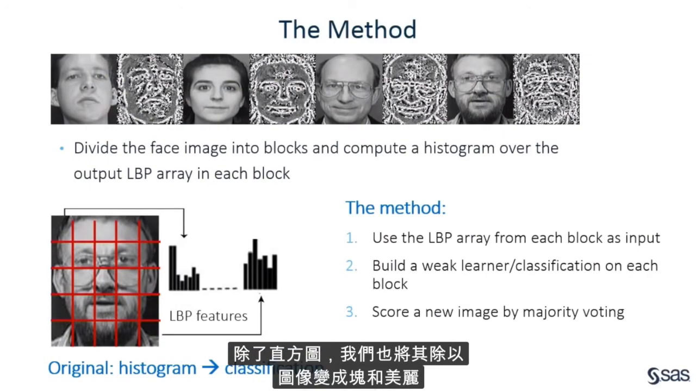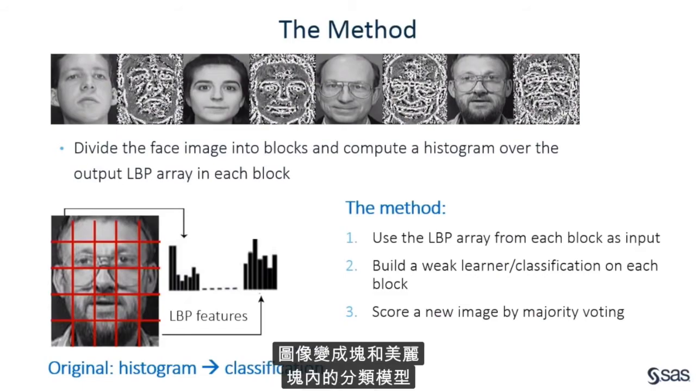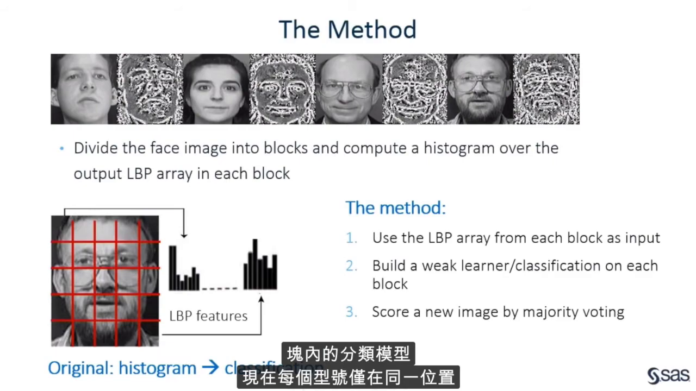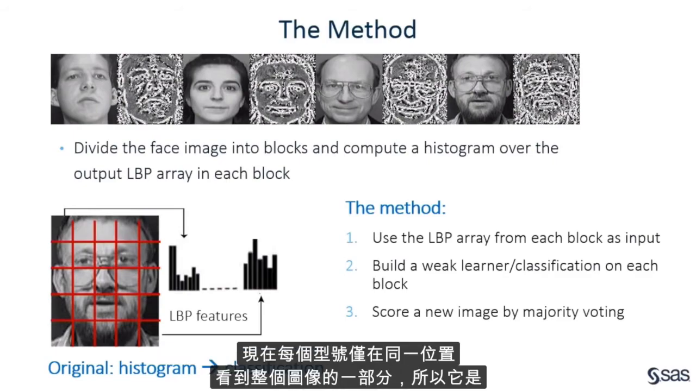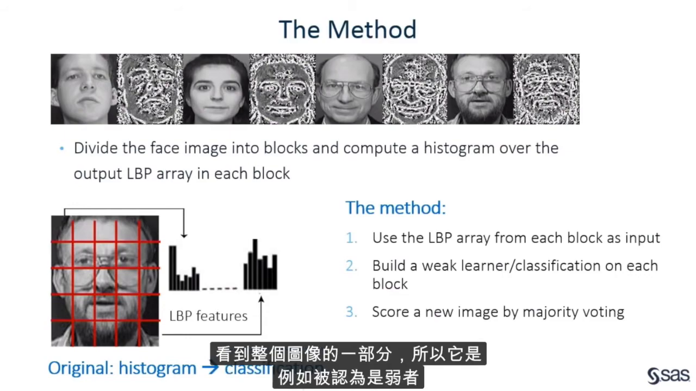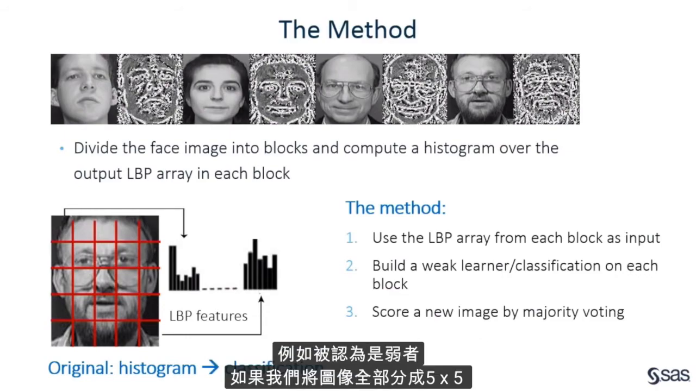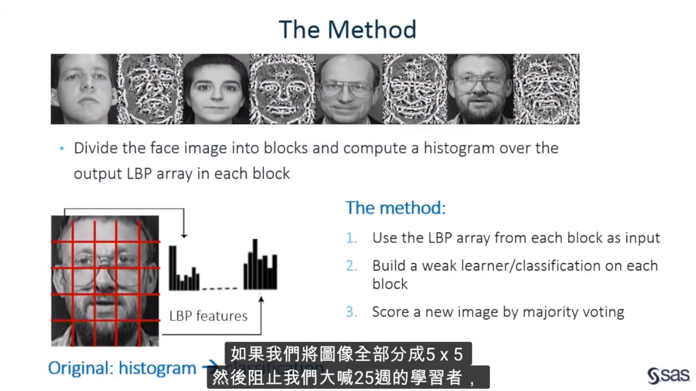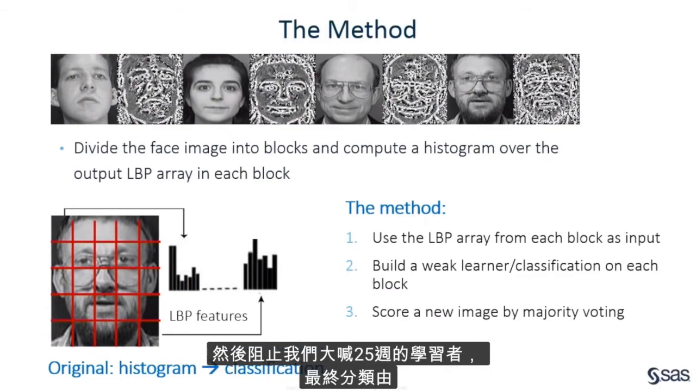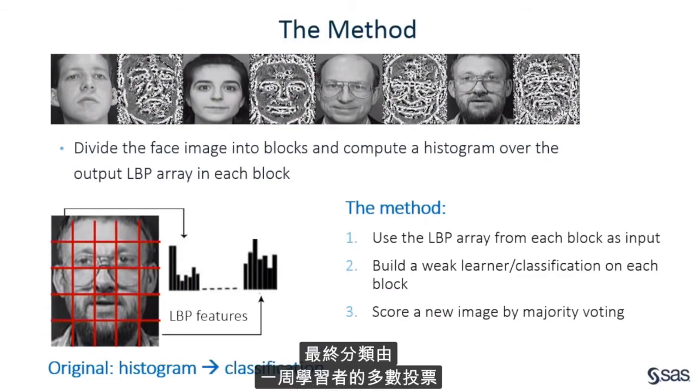We also divide images into blocks and build a classification model within blocks for the same location. Each model now only sees part of the whole image, so it is considered a weak learner. For example, if we divide the image into 5 by 5 blocks, we then yield 25 weak learners, and the final classification is done by majority voting of all the weak learners.